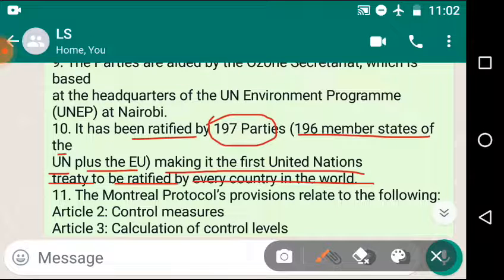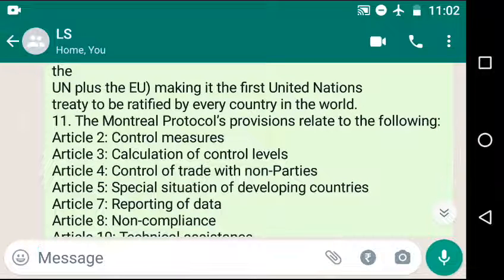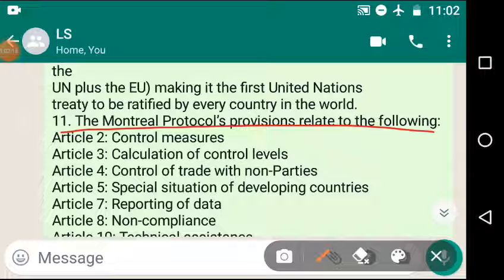Now, these are some articles which are mentioned in the Montreal Protocol. I have just gone through an overview because all the act has been mentioned in articles. There is a section, there is a subsection. Article 2 has the control measures, how to control air pollution, how to control ozone depleting substances. In Article 3, it has been mentioned the calculation of the control levels, mathematics. In Article 4, it has mentioned the control of trade with non-parties. Non-party means those who are not under the protocol, and how to deal with them if they want ozone depleting substances.